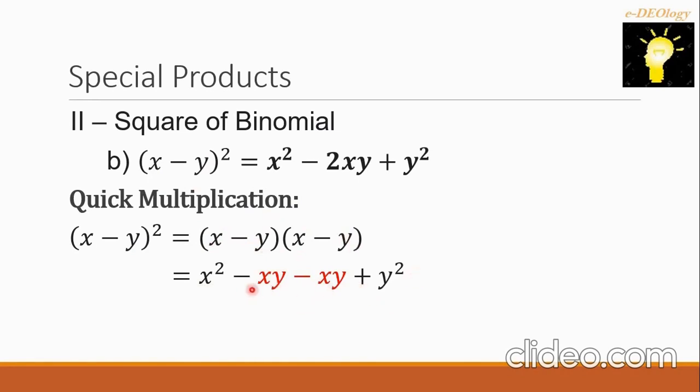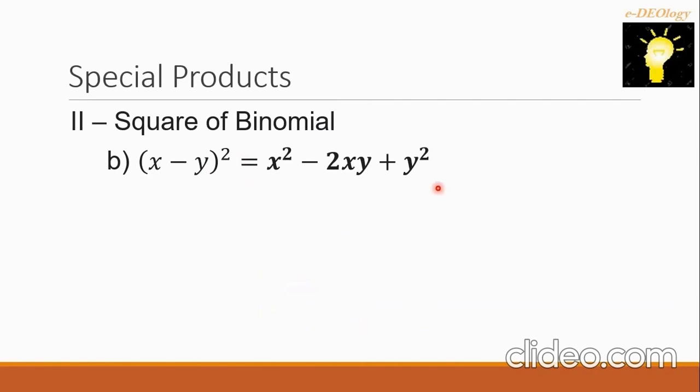You see here the middle terms, they are like terms that we can add together. So we have x squared minus 2xy plus y squared. And that is the same product that we see on this formula on top. So we can now use this formula to solve some products of this pattern.